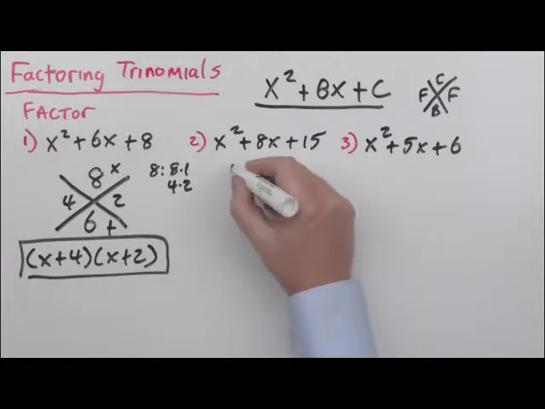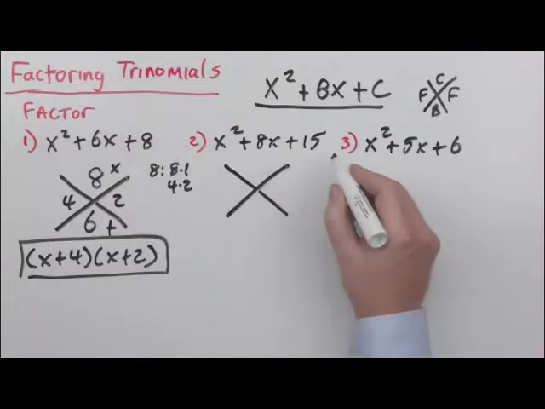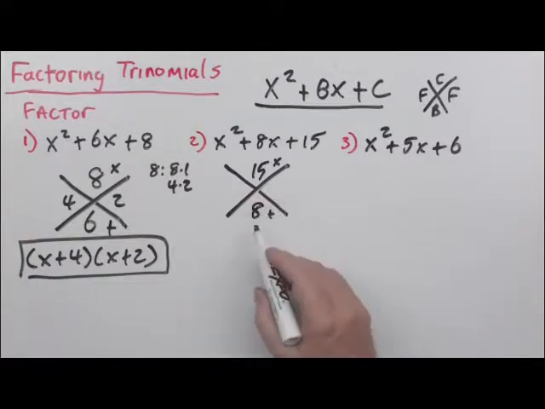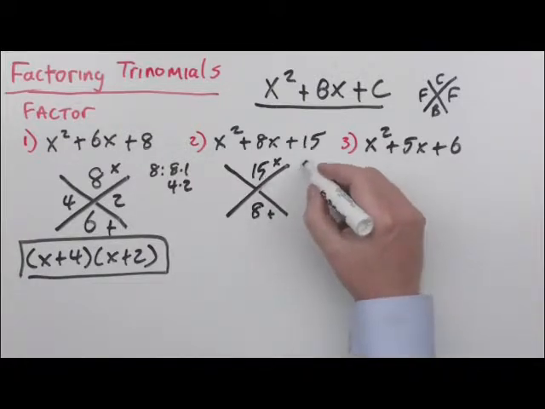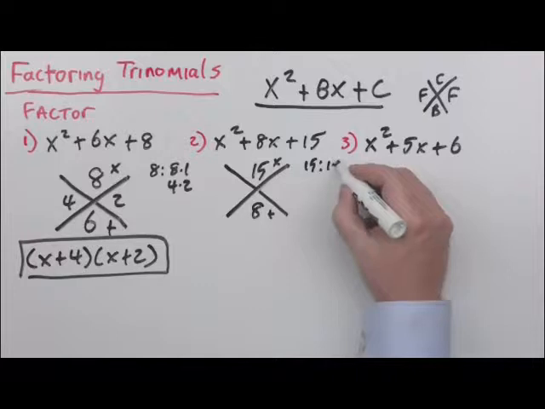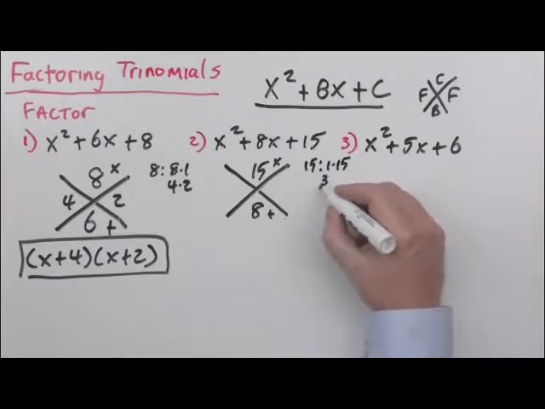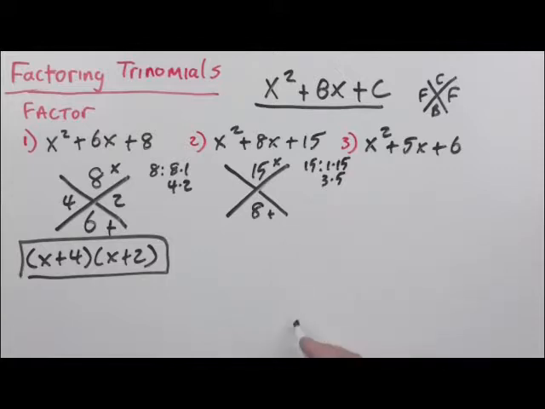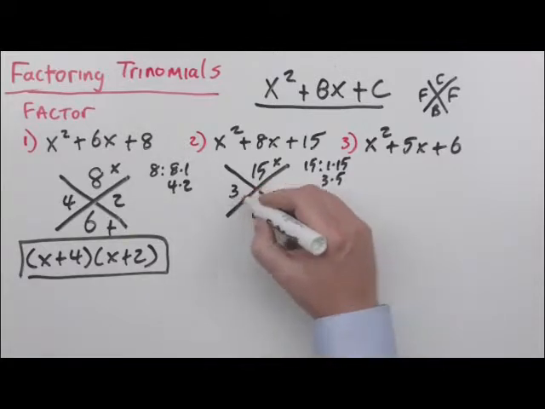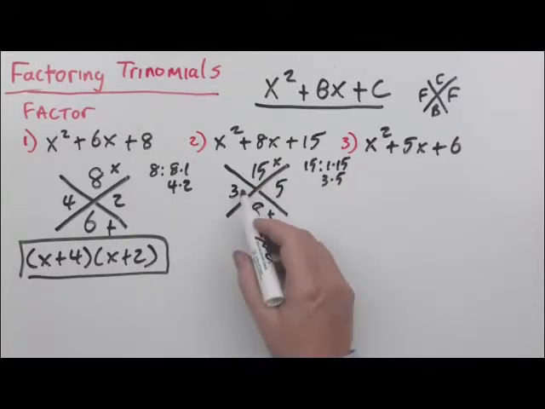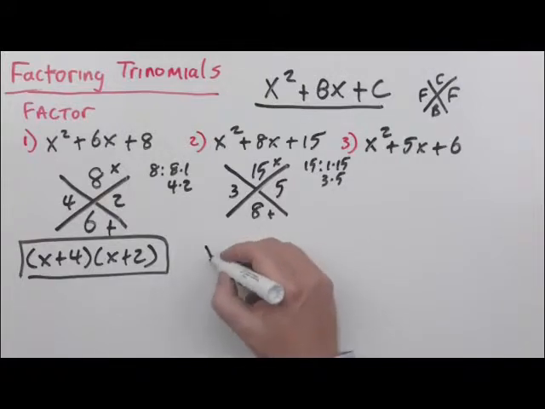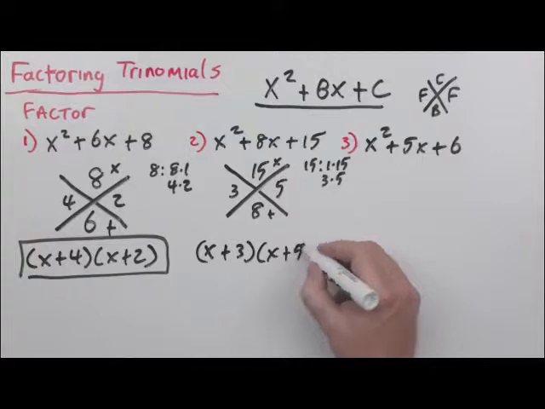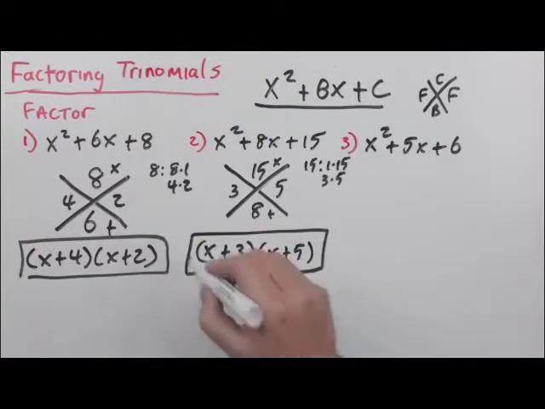Let's look at the next one. X factor, the 15 goes on top, the 8 goes on bottom, so that's the multiply and that's the add. First let's start listing the stuff that multiplies to 15: 1 times 15, 3 times 5. Oh wait, 3 times 5 adds to 8, so it appears we found our factors. 3 times 5 multiply to 15 and add to 8. So x plus 3 and x plus 5 are my factors. Great.